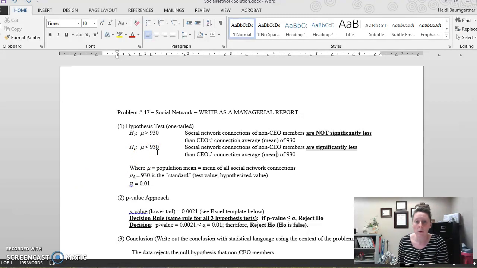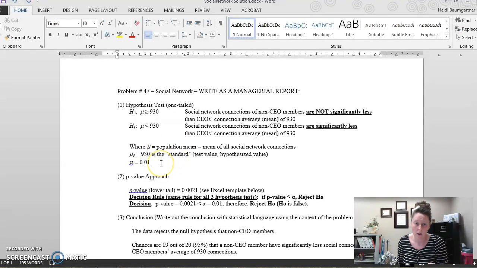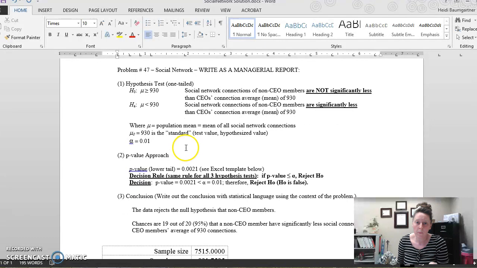So the social network connections of non-CEO members are significantly less than the CEO's connection average, or the mean, of 930. 930 is again pulled out of the problem itself, and we're looking at an alpha of 0.01, or a level of significance of 0.01. Using the p-value approach, we find that the p-value is 0.0021.